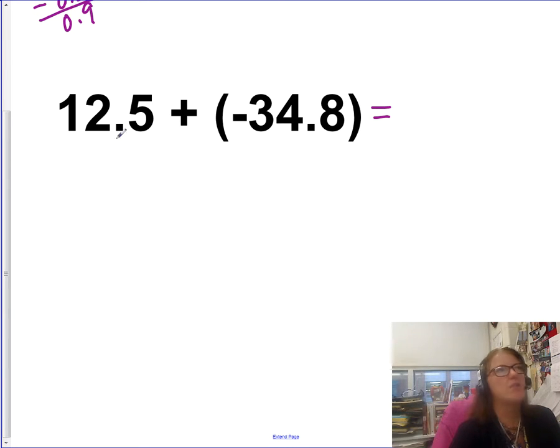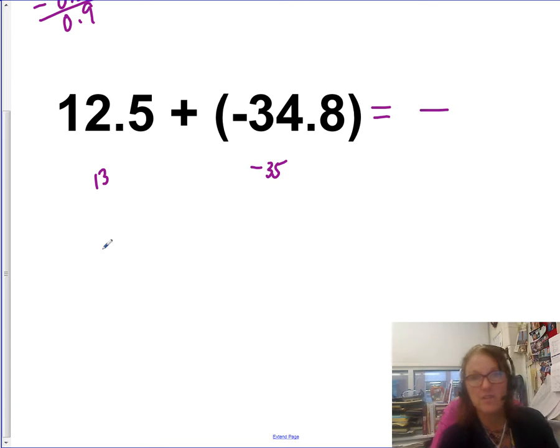If it's hard for you with all this decimal stuff, round it. This is about 13. This is about -35. Who's winning this battle? Oh, the negatives are. So I know my answer is negative. I have to come off to the side now and find the difference between these two numbers. So now I don't have to worry about the sign. The decimal point goes here.